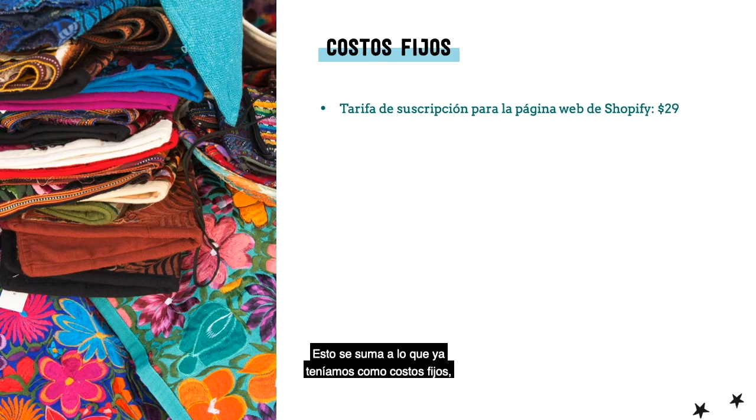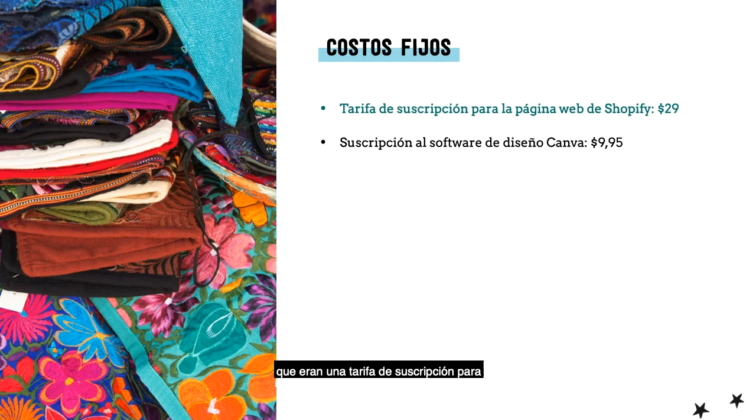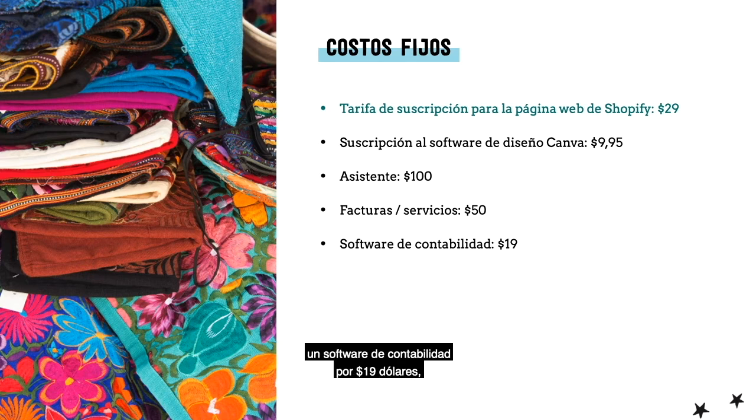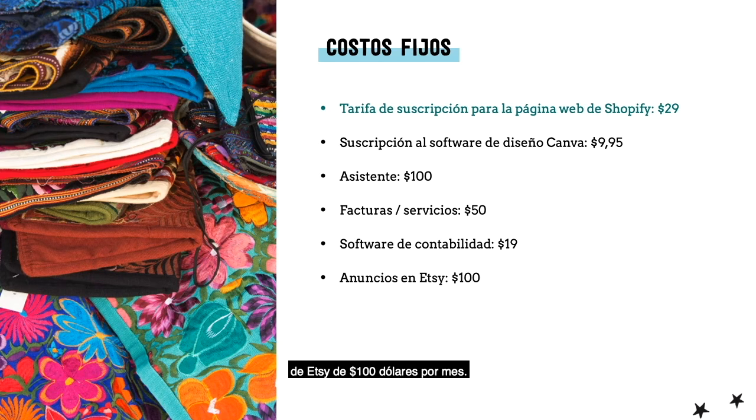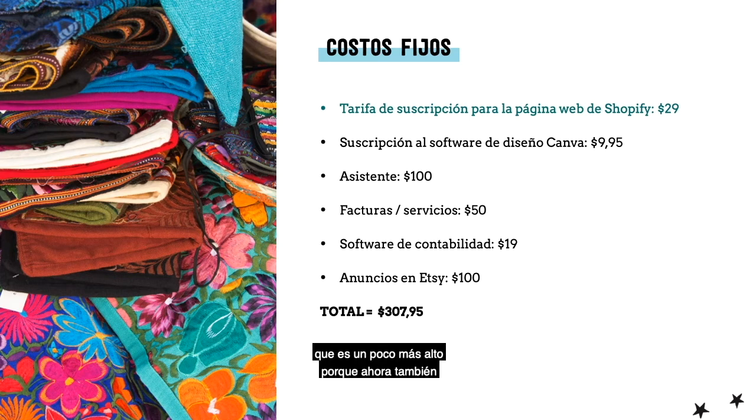So this is added to what we already had as fixed costs, which were a subscription fee for the Canva design software of $9.95. We had a social media assistant for $100. We had bills and utilities for $50. An accounting software for $19, and a budget for Etsy ads of $100 a month. So the new fixed costs in this example are $307.95, which is a little higher because now we also pay for the Shopify platform.